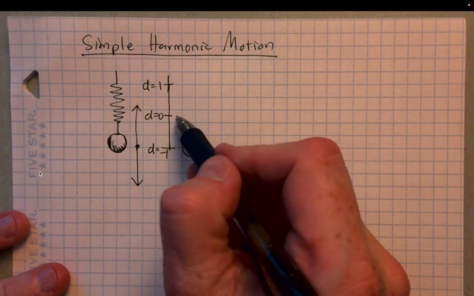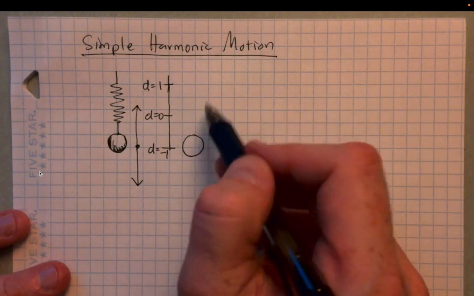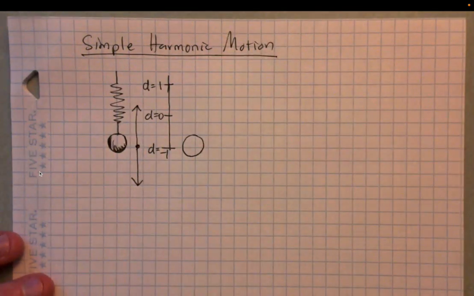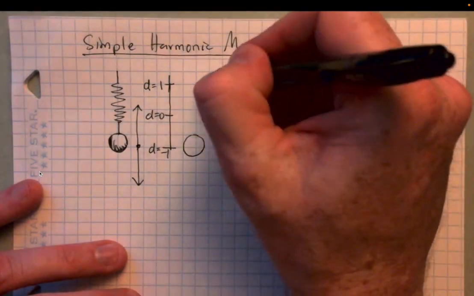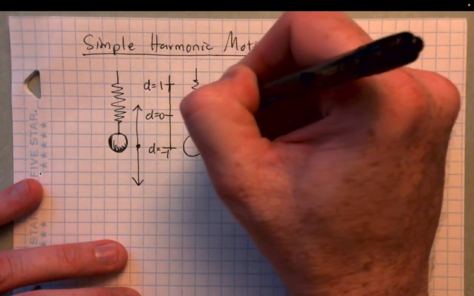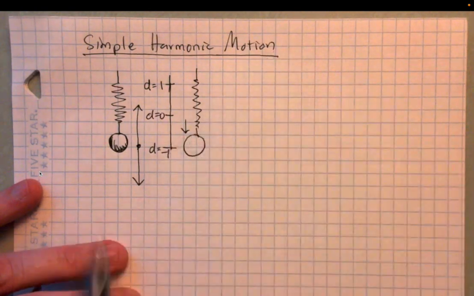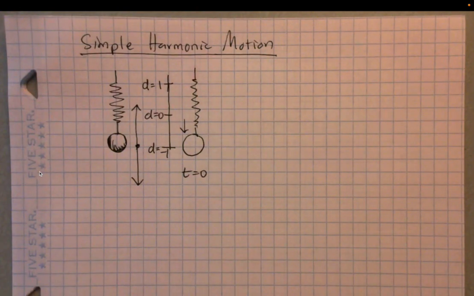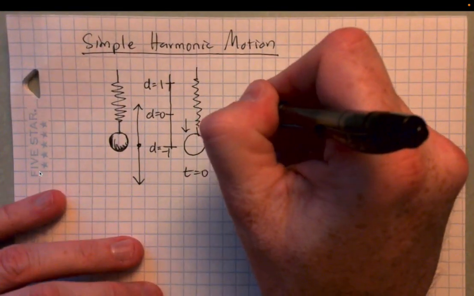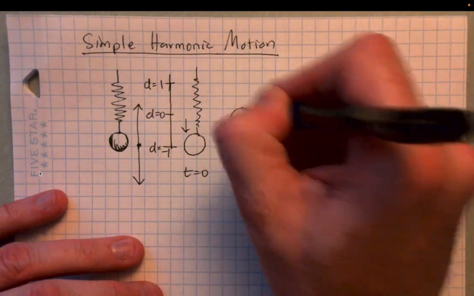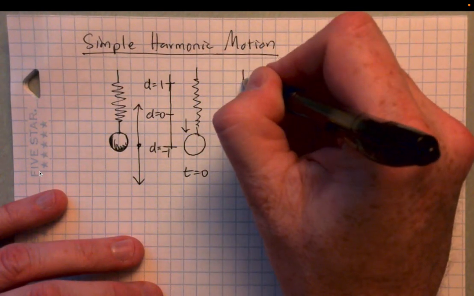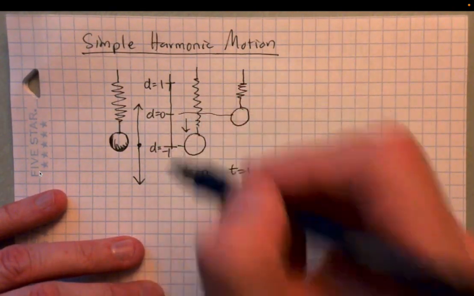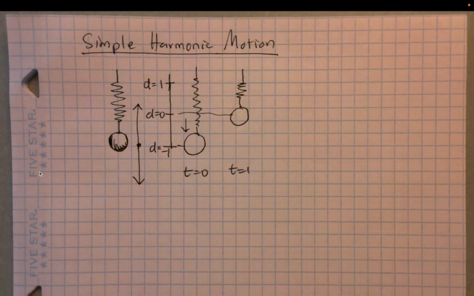So maybe at rest d is equal to 0. When the spring finally settles down and the ball lands where it's going to land and it stops bouncing, it'll stop bouncing at 0. But let's say at time 0, I stretch the ball down to d equals -1. So at time 0, it's down here. Now, if I release it, at time 1, it's come up a bit, and it's now at d equals 0, so it's at its resting position.